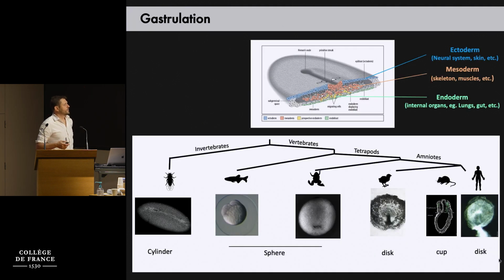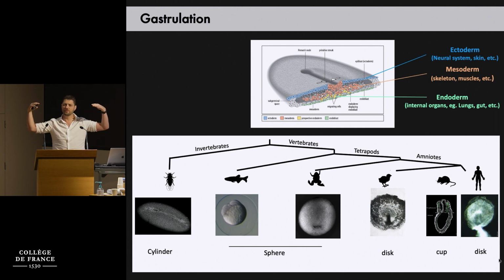So that's what we're interested in today. And the system that we worked on is gastrulation. A few words for non-developmental biologists on what gastrulation is. Gastrulation is the process by which the embryo, which is just a monolayer initially, becomes three-germ-layered.